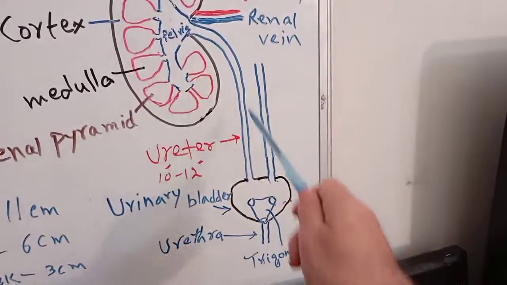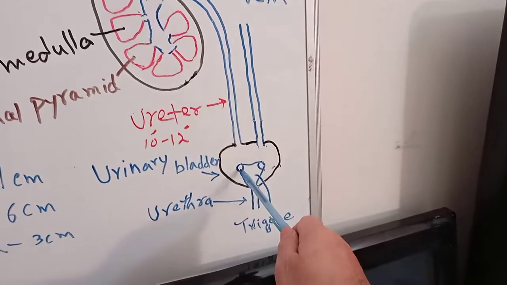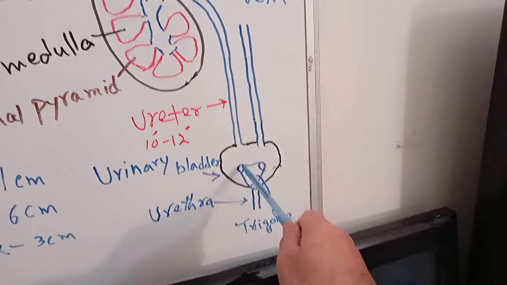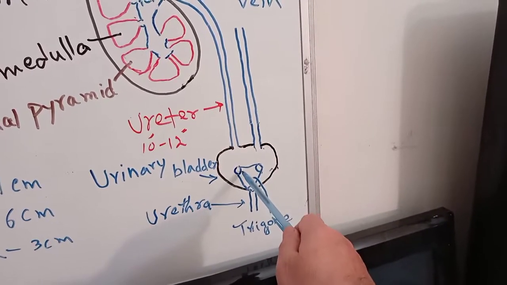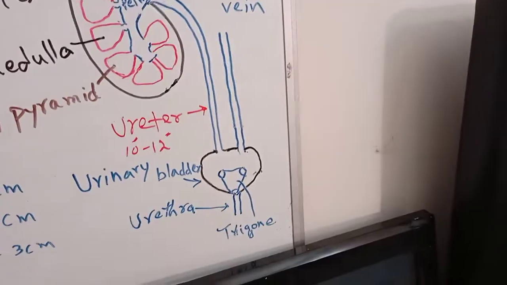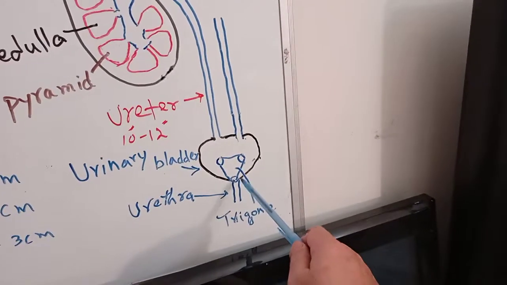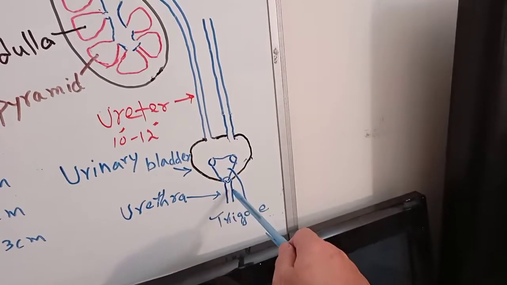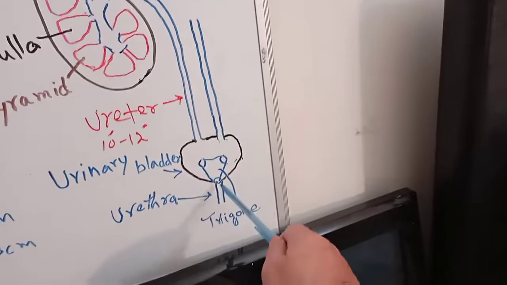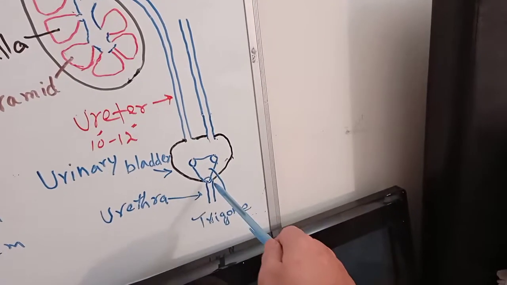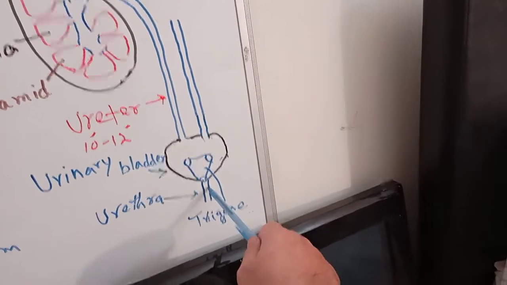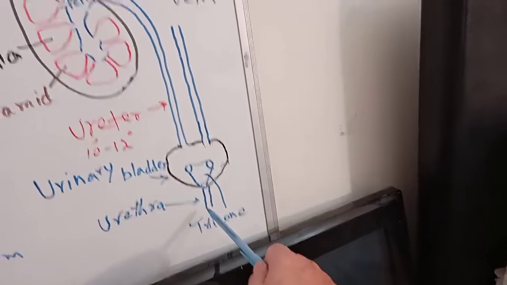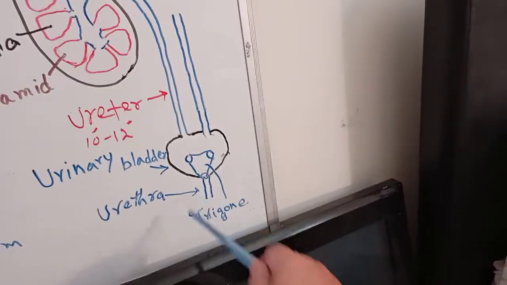The urine reaches the urinary bladder through the urethral orifice. So there are 2 holes here. They stand for urethral orifice. The third orifice is the orifice of the urethra. Urethra is a small tube that takes the urine out from the urinary bladder. It is 1.5 inches long in female, and it is 7 to 8 inches long in male.